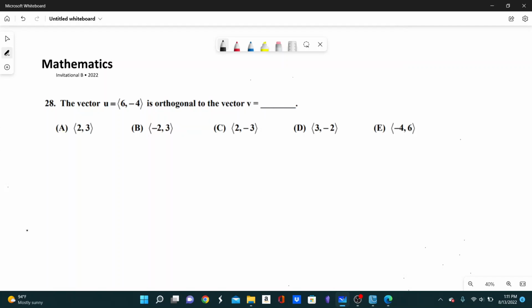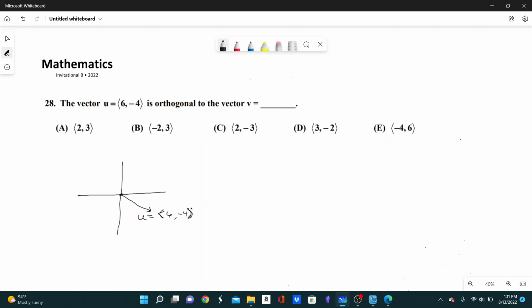Number 28. The vector u equals 6, negative 4 is orthogonal to the vector v equals what? So this vector, 6, negative 4, what this basically means is if you have a coordinate plane, I'll say this is the origin at 0, 0, and you plotted the point 6, negative 4. So I'll say that's around here. And you drew an arrow from the origin to that point, that would be this vector u. This would be u equals 6, negative 4.